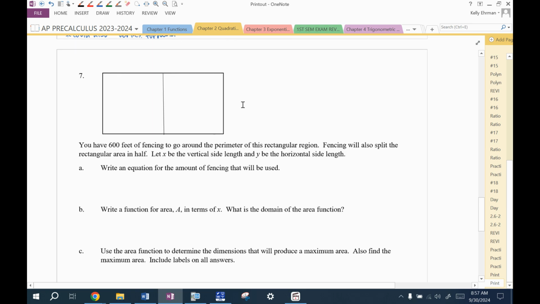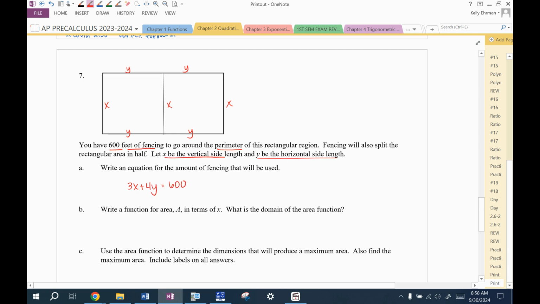What about number 7? You have 600 feet of fencing to go around the perimeter of this rectangular area. So 600 feet of fencing, which is a perimeter. The fencing will also split the rectangular area in half. Let x be the vertical side, and let y be the horizontal side. All right, write an equation for the amount of fencing that will be used. So part A is just the fencing equation. So we have 3x plus 4y is equal to 600 feet of fencing.